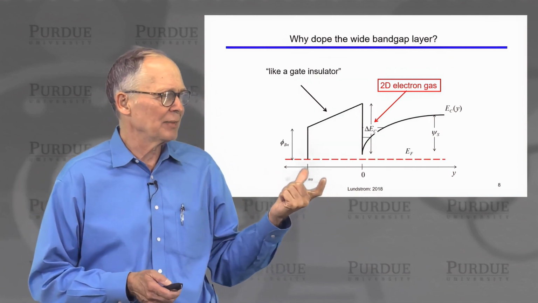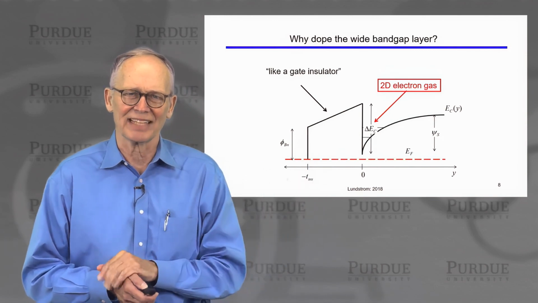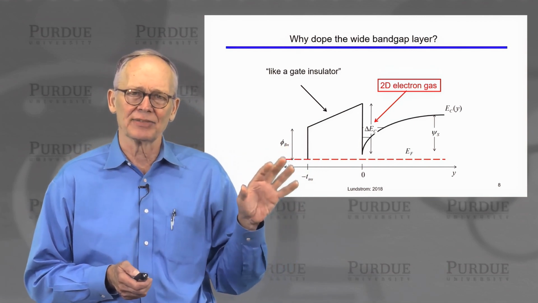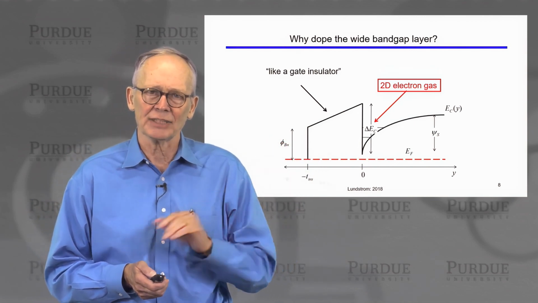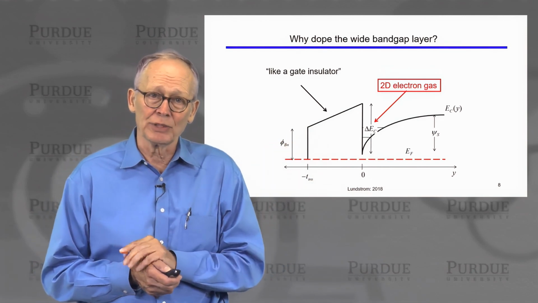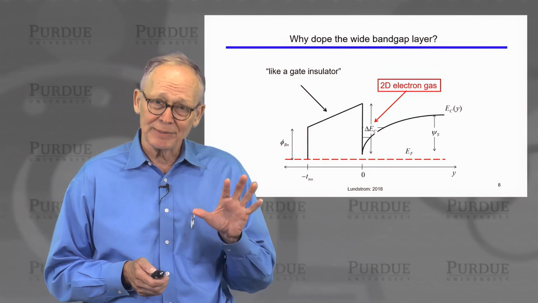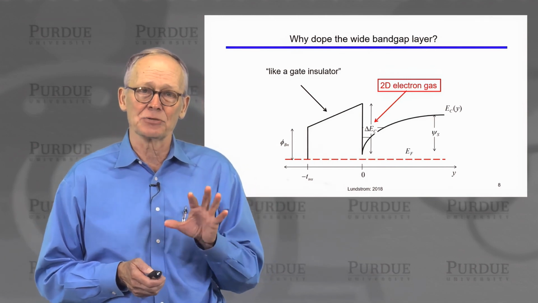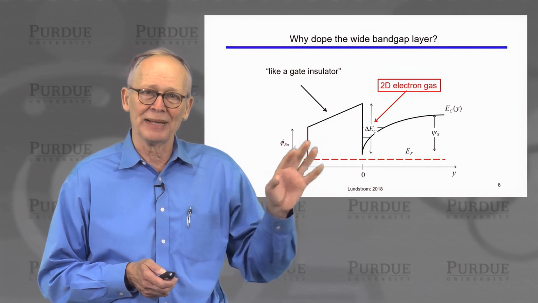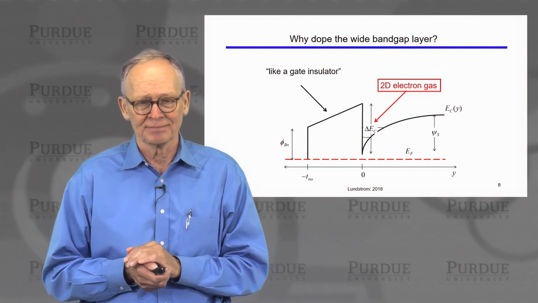Now you'll see I'm labeling the thickness of this wide bandgap layer as T sub INS, like thickness of insulator. We're thinking of it sort of like the gate insulator of a MOSFET. You might ask, why do we need to dope it at all? We don't need to dope the SiO2 in a silicon MOSFET. Well, that's because the SiO2 has a very large band gap. We can apply relatively large voltages, pull the bands down in the semiconductor, and create an inversion layer.